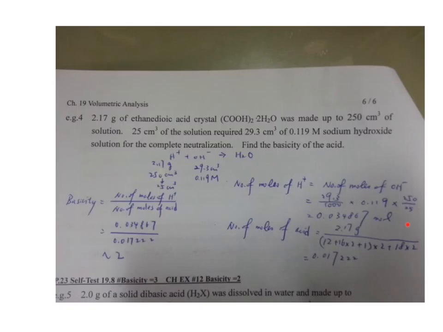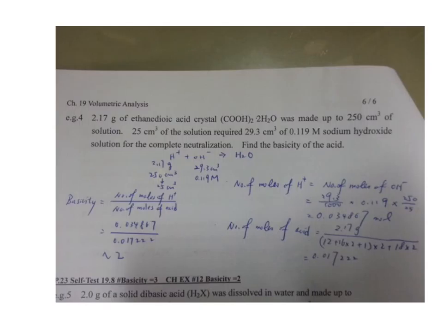Then we will multiply by the dilution factor, which is 250 over 25. Then we can find out the number of moles of H plus in 250 cm cube. Then the number of moles of acid, you also require for the calculation of basicity. That will be equal to the mass divided by the molar mass given by the formula in the equation. Then you can find out another number. Then according to the basicity formula, you can find out the basicity.